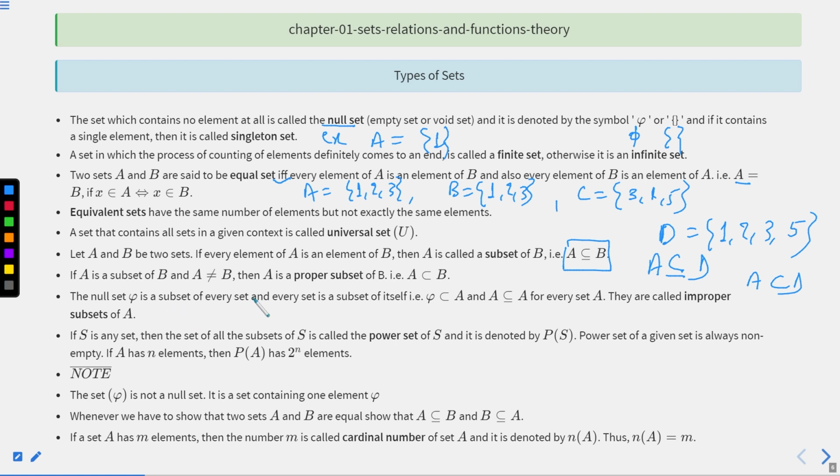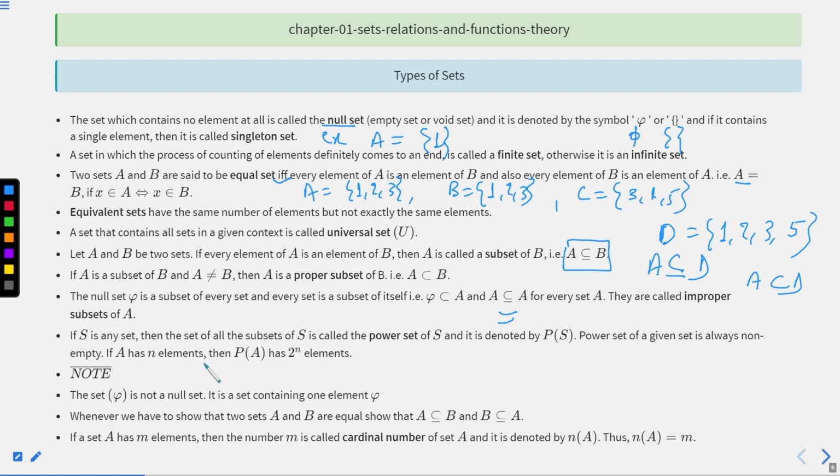The null set phi is a subset of every set. The null set is a subset of every set, and every set is a subset of itself. Suppose set A is a subset of itself. So phi is a subset of A, and A is a subset of, or equal to, A for every set A. They are called improper subsets of A. So if A is equal to A, then it is called an improper subset of A.